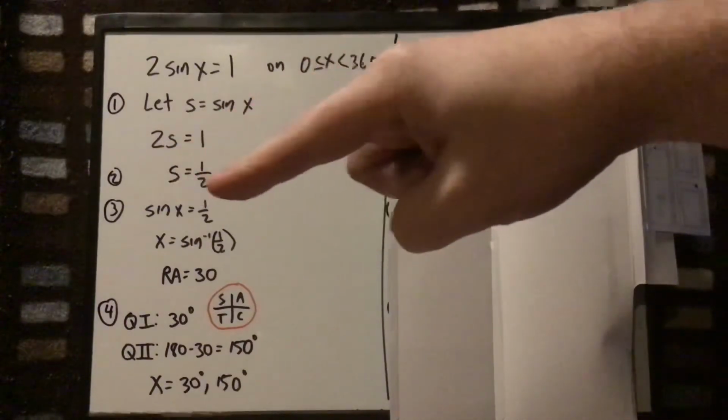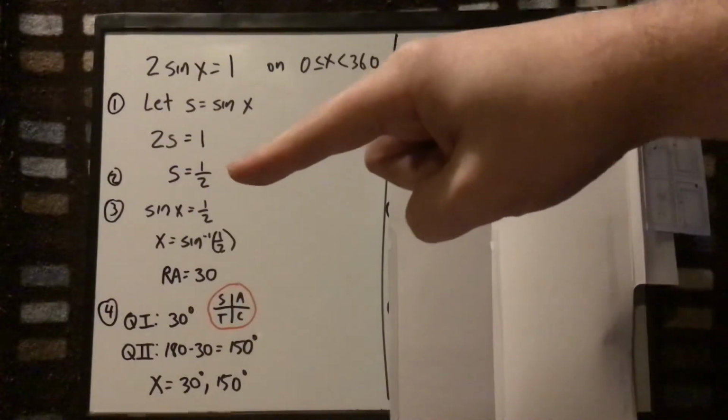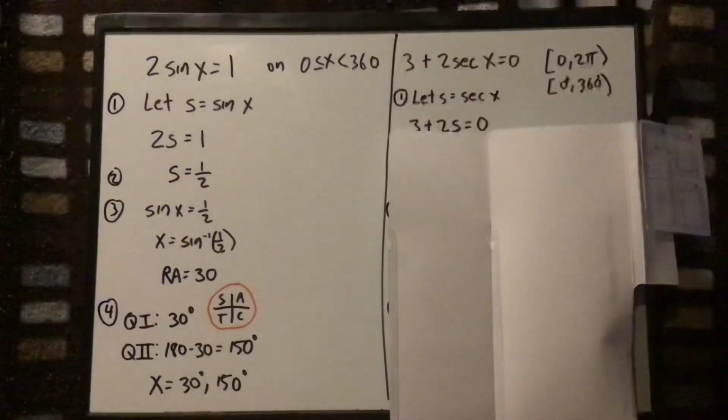That's step 2. Step 2 is isolate the variable. So I isolated the variable. I have s equals a half. Now, the goal after you solve for s is you're trying to find x. You're not trying to find s. So I did find s. S is 1/2. Once you have the variable alone, you have to put the trig function back in.